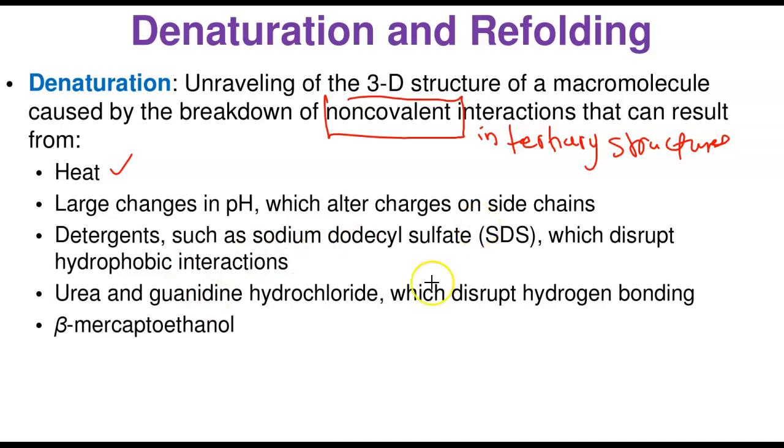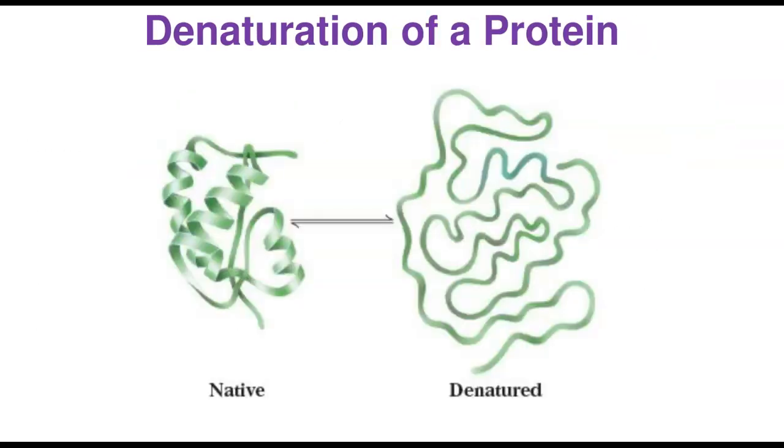It can be a detergent like sodium dodecyl sulfate, SDS, which can disrupt the hydrophobic interaction. Urea and guanidine hydrochloride will also disrupt the hydrogen bonding. And then beta-mercaptoethanol is a strong agent that can also disrupt all this. So all these exposures will render the protein useless when it loses its tertiary structure.